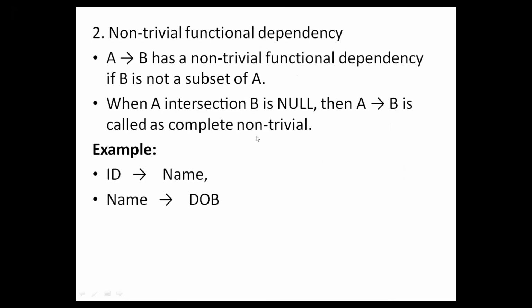non-trivial functional dependency, right? We say B is functionally dependent on A, and this becomes a non-trivial functional dependency when B is not a subset of A, which means the intersection of A and B will be null. So this is like name is functionally dependent on ID and date of birth is functionally dependent on name. These are two completely different things, right? You just need to know what functional dependency is. You don't have to bother about the types.